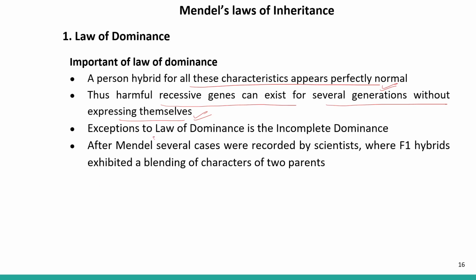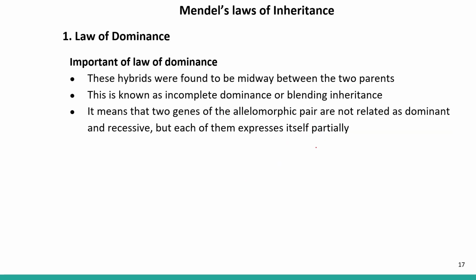The exception to the law of dominance is incomplete dominance. We will have one more session to discuss this type of exception to the law of dominance. After Mendel, several cases were recorded by scientists where the F1 hybrid exhibited a blending character of the two parents. This one showing incomplete dominance is showing blending characters. These hybrids were found to be midway between the two parents.